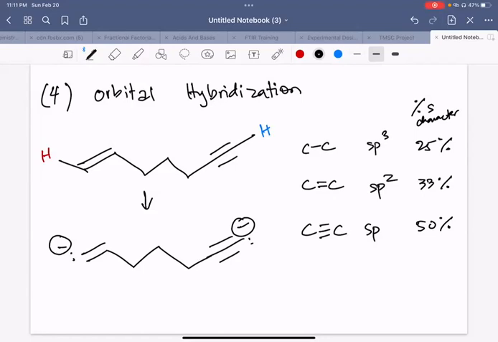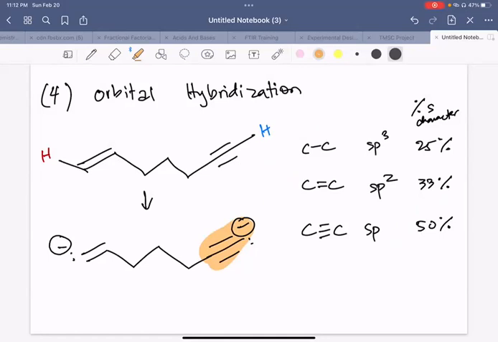And when you have higher S character, in this case the triple bond has higher S character, 50% compared to 33%, it means the electrons of this conjugate base are held closer to the nucleus of the atom. Compare that to the double bond with only 33%. Remember that the S orbital is more inner, closer to the nucleus, compared to the p orbital.